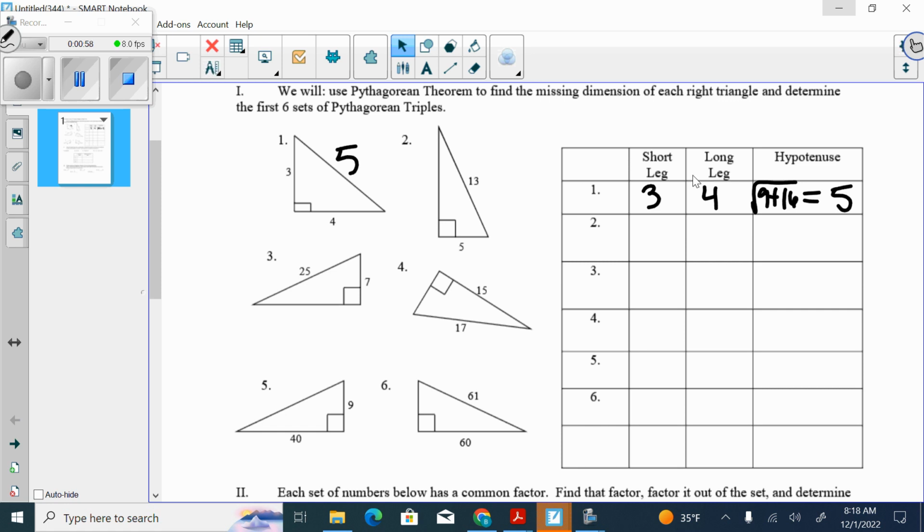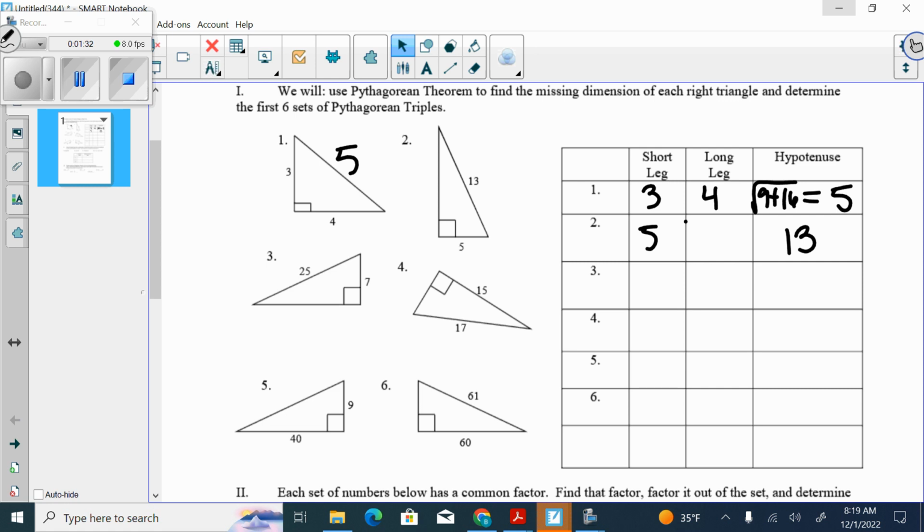All right. On number 2, do we know the short leg? Yeah, what is the short leg? 5. Do we know the long leg? No, we don't know the long leg on this one, but we do know the hypotenuse, right? The hypotenuse is 13. So to find the leg, instead of adding a and b, what am I going to have to do? Subtract them, right? So 5 squared and 13 squared. I would need to subtract those two.